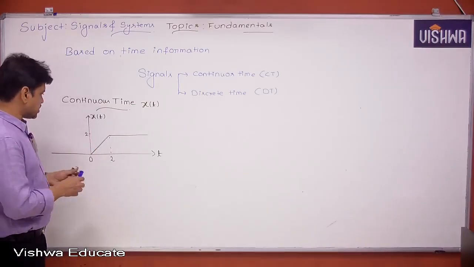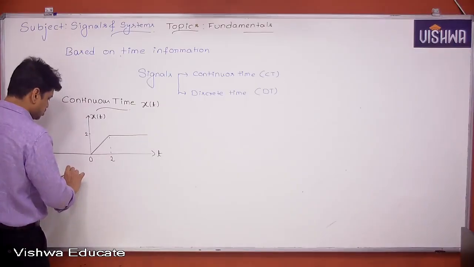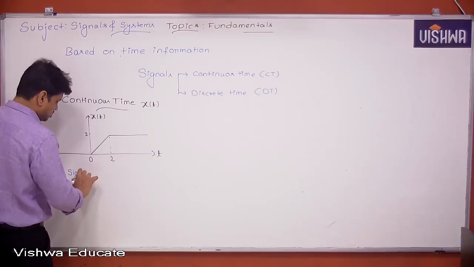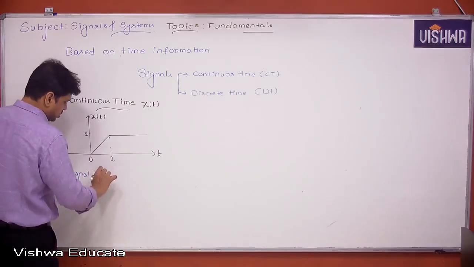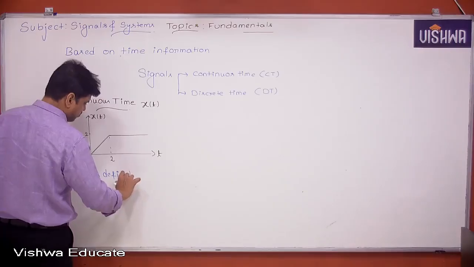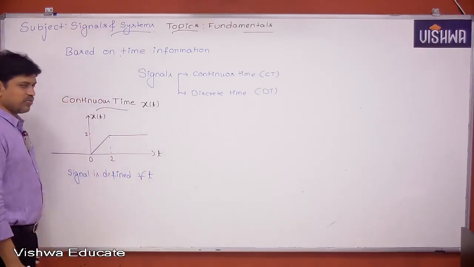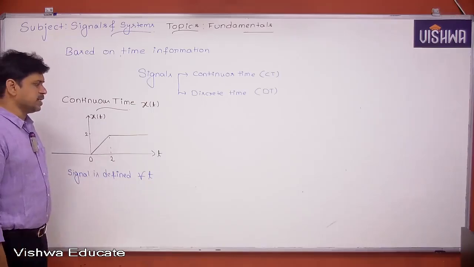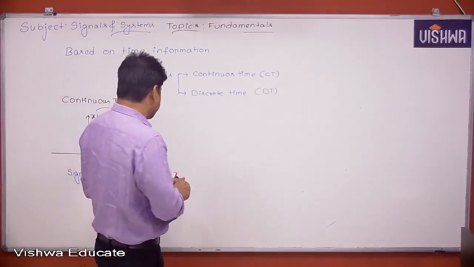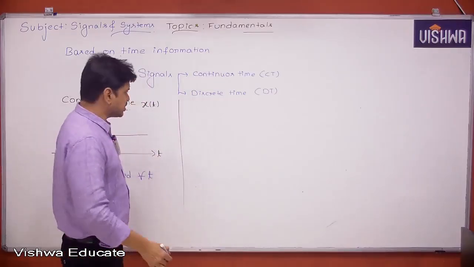So just understand the definition. Signal is defined for all the values of time. Then we can call it a continuous time signal. Then what do you mean by a discrete time signal? When can we say a signal is a discrete time signal?